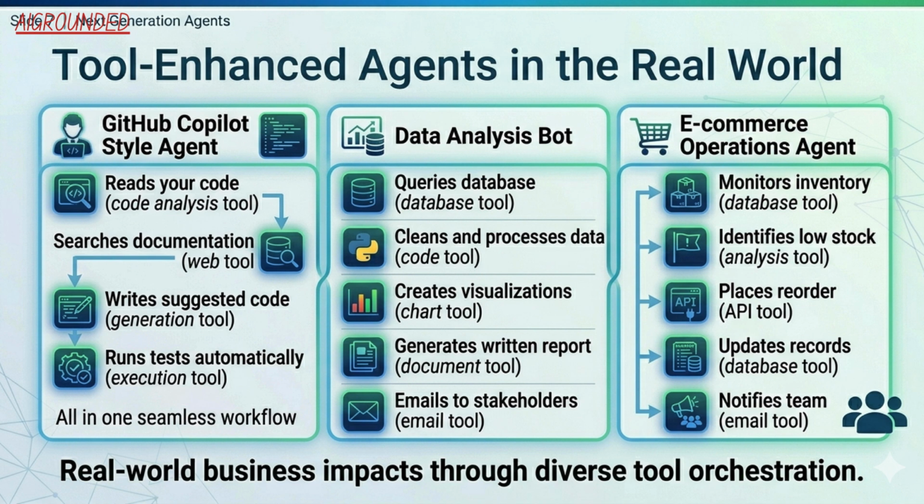Let's look at real-world applications. Think of a GitHub Copilot style coding agent. It reads your existing code using a code analysis tool, searches relevant documents using a web search tool, writes suggested improvements using a generation tool, and runs tests automatically using a code execution tool, all within one seamless workflow.